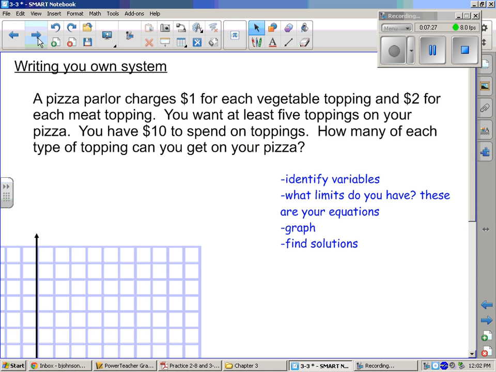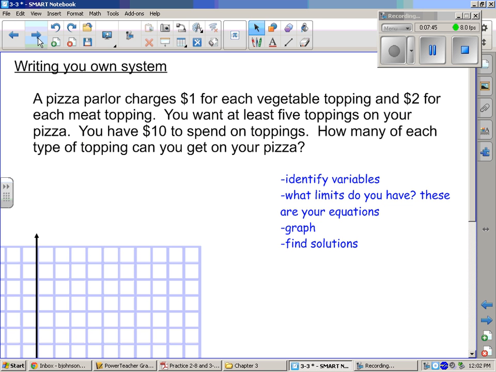Right, so pizza parlor charges $1 for each vegetable topping. Who likes vegetables anyway? And $2 for each meat topping. You want at least 5 toppings total on your pizza, and you have $10 to spend on toppings. How many of each type of topping should you get on your pizza?